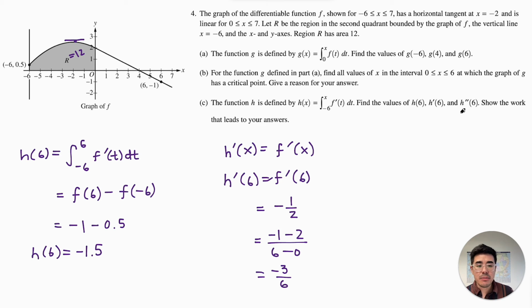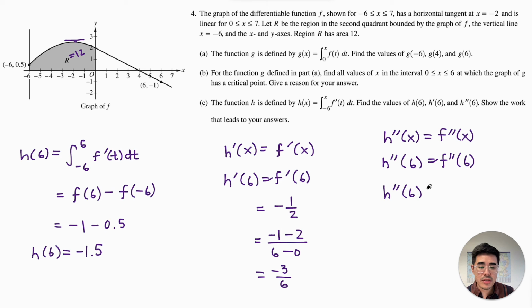Finally, we want h double prime of 6, so we want h double prime of x, which is just going to equal the second derivative of f. And then when we plug in 6, that means we want the concavity of the graph of f at 6. Well, a straight line has no concavity, so then our h double prime of 6 is equal to 0. How can you show the work? I don't know. You just got to say there's no concavity at that graph if you just want to showcase that.